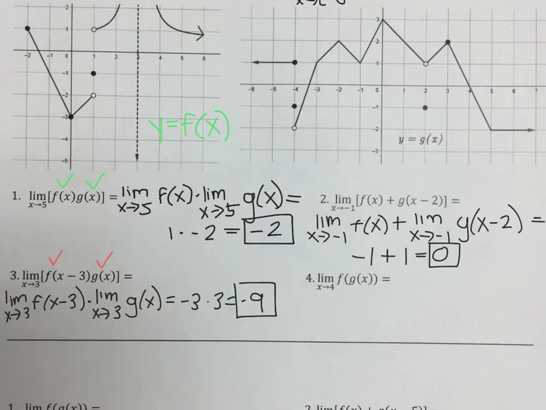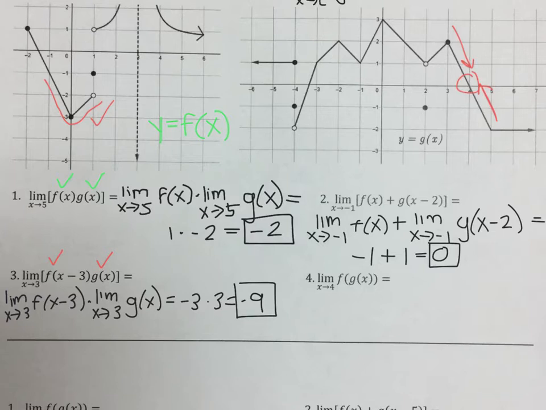So does my limit exist when x equals 4? It does. Okay, great. And that limit is 0. Okay, and then what we also have to check is, is f continuous at 0? And it is.